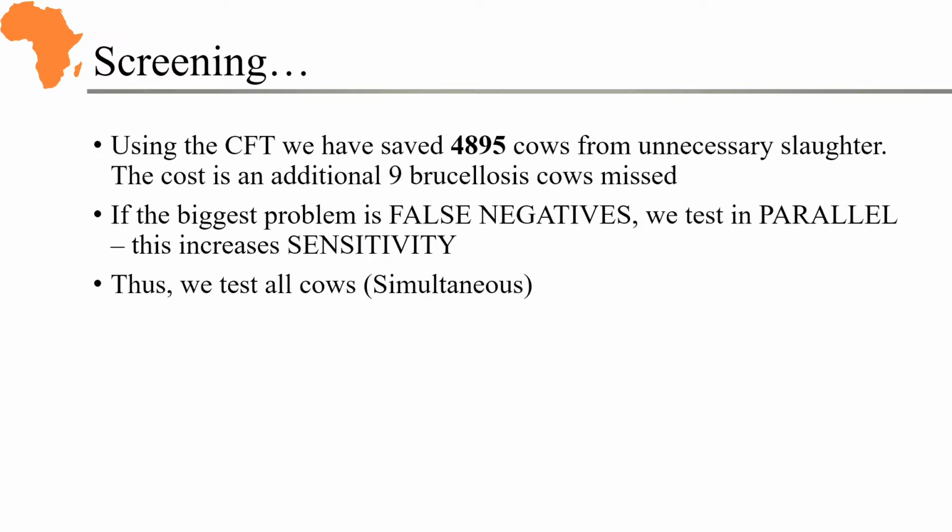If the biggest problem is false negative, we test in parallel. So, interpretation of series versus parallel: we increase the sensitivity. Remember that. When you test in series, you are sure that those who are negative are actually negative, so you're increasing the specificity of the program. When you test in parallel, which means either or is positive, you're basically trying to increase the sensitivity.